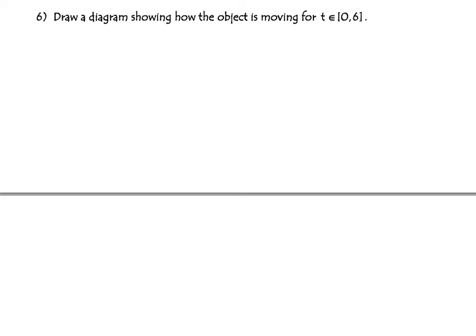Number 6 has a lot to it. We're asked to draw a diagram showing how the object is moving for the time from 0 to 6. So there are a few different key times that we're looking for. Start off, the endpoints are going to be key, where we're starting and where we're ending. So those occur when t equals 0 and t equals 6, obviously from right here.